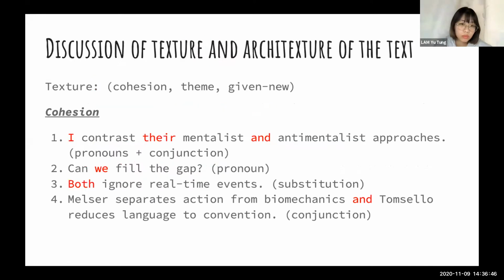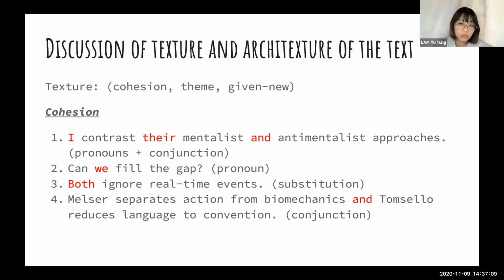Next, we move on to the discussion of texture of the text. There are three aspects of texture. They are cohesion, theme, and given new information, which have to do with how successive sentences are integrated to form a whole, fit the context, and the flow of information respectively.